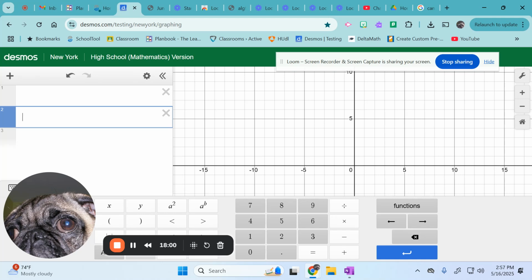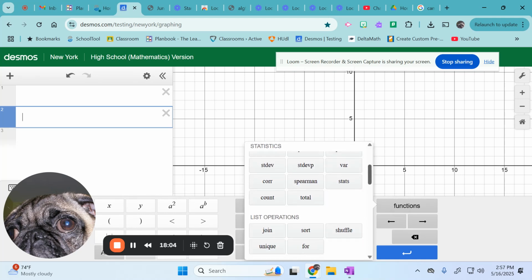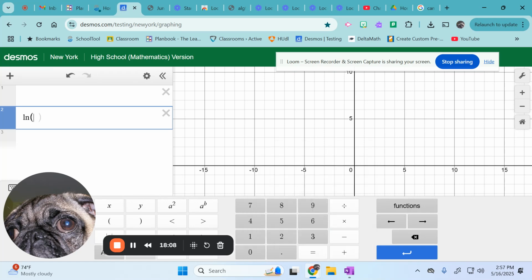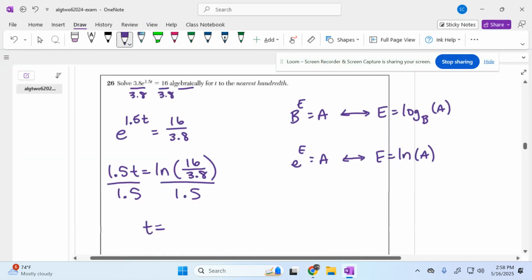If we type that into our calculator, we have our natural logarithm underneath functions, or you could just type in ln. So we have the natural logarithm of 16 divided by 3.8, close the parenthesis, and then divide that number by 1.5. And we get our answer. It says to round to nearest hundredth, so that would be 0.96.